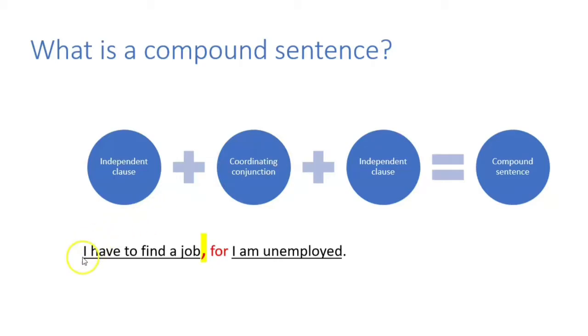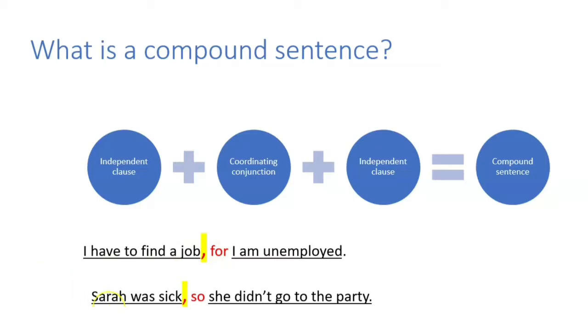For example, I have to find a job. This is an independent clause. I am unemployed. This is another independent clause. The 2 clauses are joined by for, which is a coordinating conjunction. Note that you should add a comma before the coordinating conjunction.